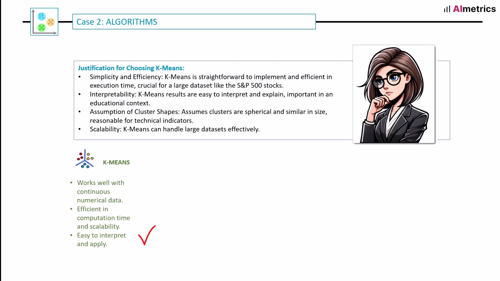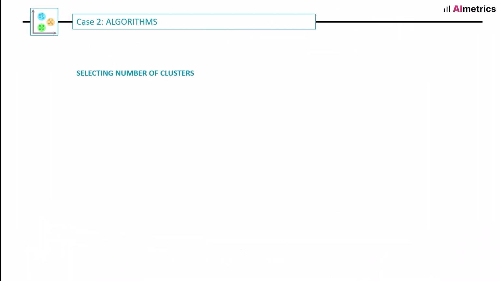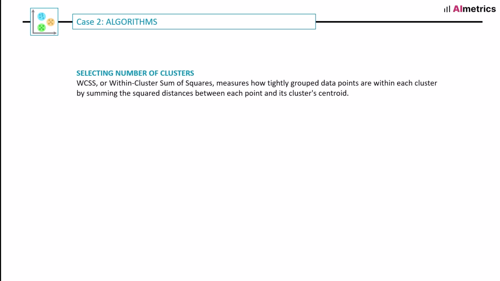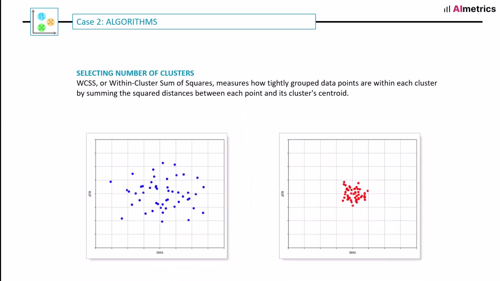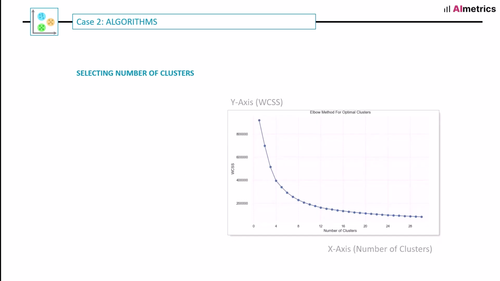But we must establish the number of clusters as a hyperparameter. There are methods to decide the number of clusters. One of the most well-known is WCSS, or within cluster sum of squares, which measures the distance between points. In the image, the distances in WCSS are greater in the green and blue elements than in the red ones. The within cluster sum of squares.